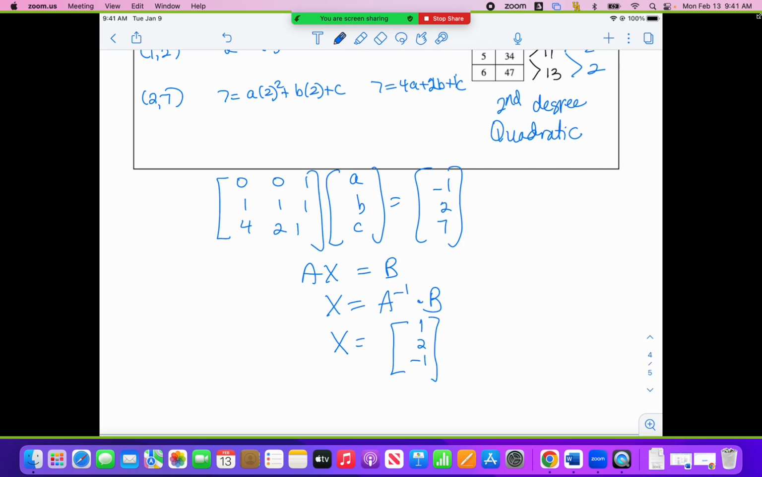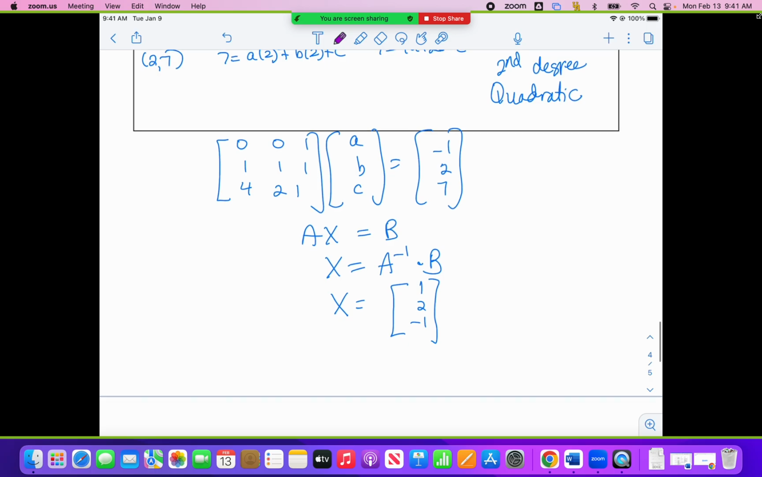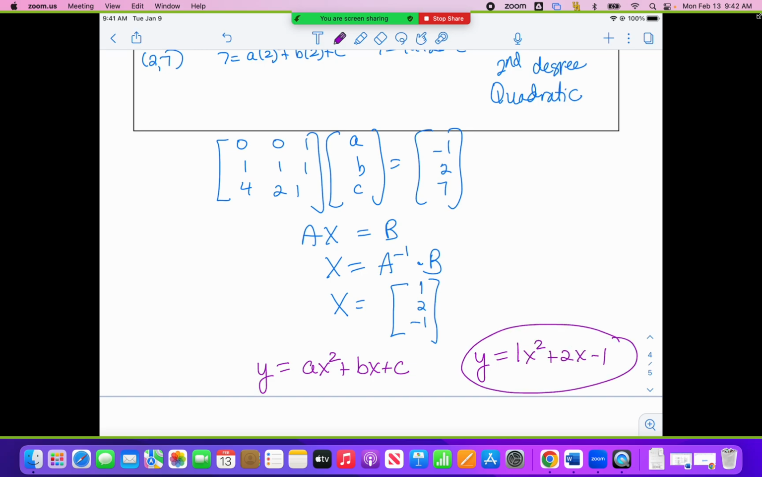For those of you that have gotten this far, did you get an answer matrix of 1, 2, -1? Yeah. Now that's not our answer. This is going to be one of the trickiest parts here. What I found is the coefficients A, B, and C. So I'm going to get y equals 1x squared plus 2x minus 1. Now you could put the 1 in front of x squared or leave it x squared.